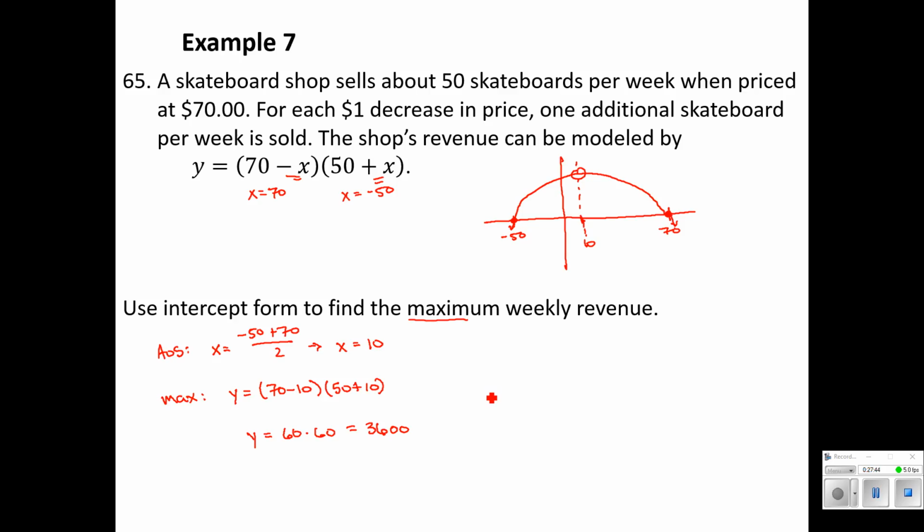Okay, so maximum revenue, $3,600 when they price their skateboards $10 below 70.